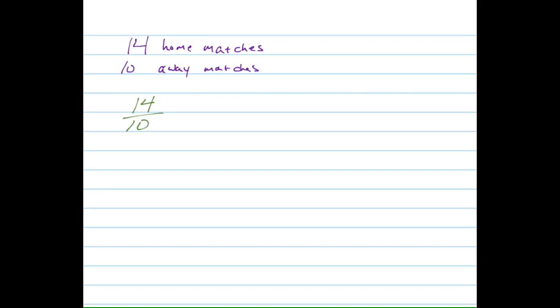What does that fraction simplify to? 7 over 5. And you should never, ever write a ratio as a mixed number. Ever. Don't ever switch this to 1 2/5. Okay? Then you're not comparing two numbers. You're just writing a mixed number, and nobody cares about that. So there's the ratio of home matches to away matches.